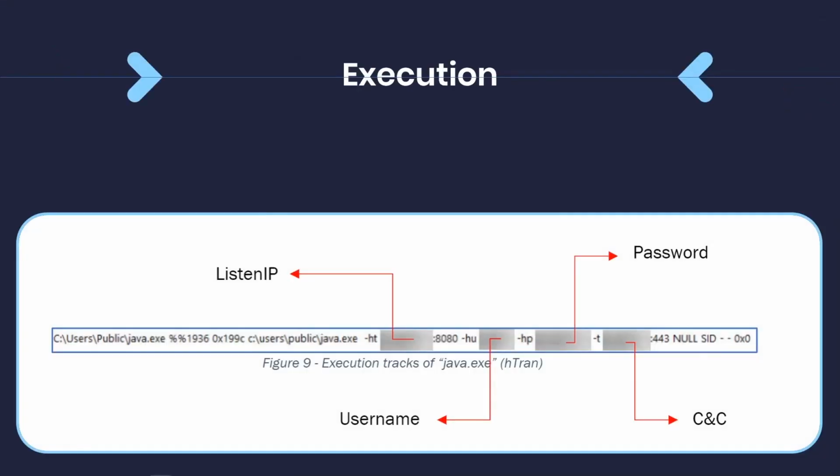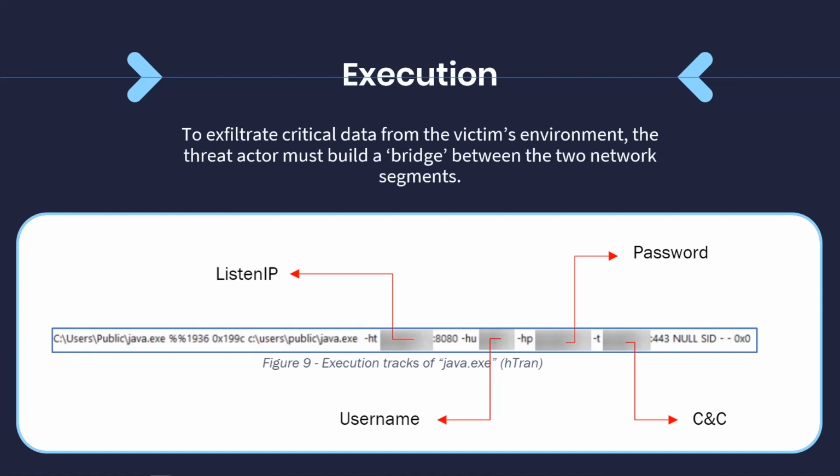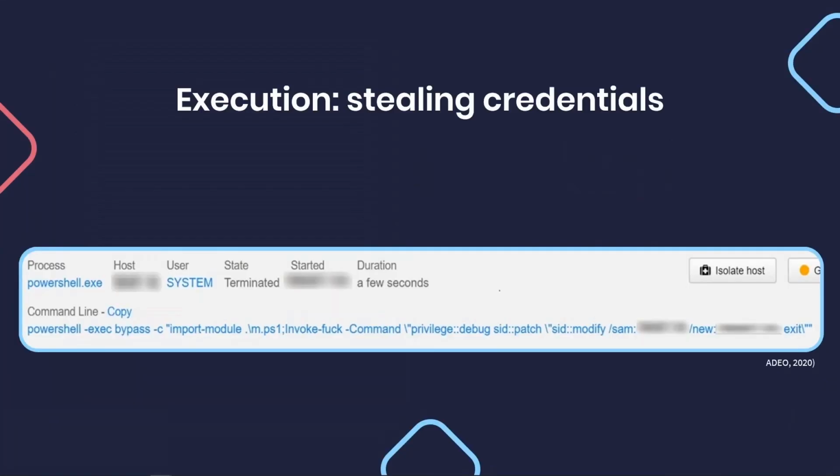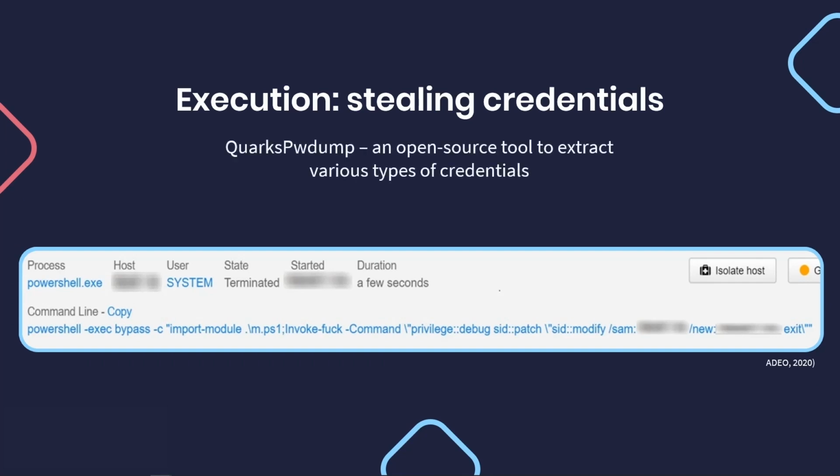In the execution phase of the attack, to exfiltrate critical data from the victim's environment, the threat actor then has to carry a sort of bridge between the two network segments. As can be seen here in the attack against Turkey, an executable file like java.exe was used to compromise the hosts. Threat actors use various ways to load malware into a legitimate network. A common way is through the use of Dynamic Link Library, or DLL, which can load legitimate binary memory with malicious ones. The threat actors in the Turkey case study also executed an offensive known security tool to steal login credentials in the victim's network.